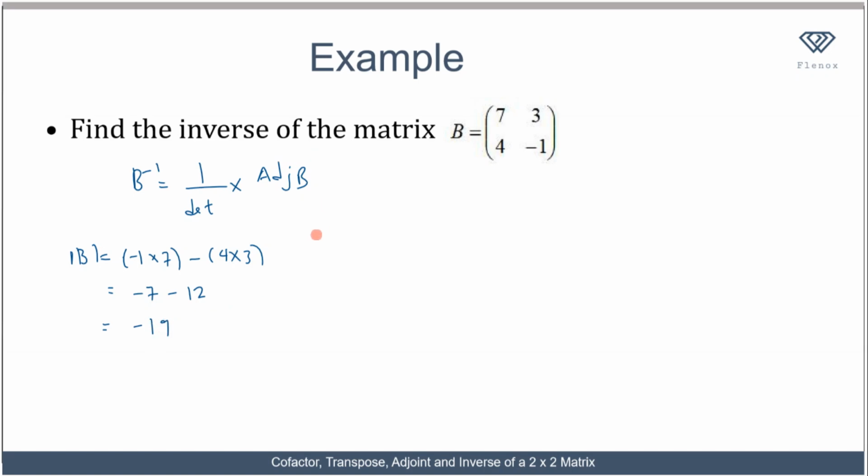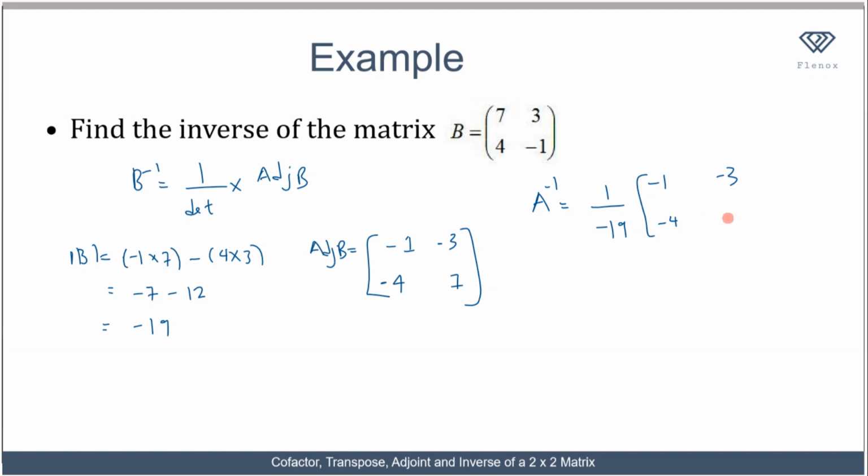The second thing is to find the adjoint. We know that the adjoint of B will just be equal to, I switch the first diagonal. So the first diagonal here, I'm going to have minus 1 and 7, while I leave the second diagonal as it is, 3 and 4, but I change the polarity. So here is going to be minus and here is going to be minus. So the inverse of B is equal to 1 over the determinant, minus 19, times the adjoint, and the adjoint we have found to be minus 1, minus 3, minus 4 and 7.